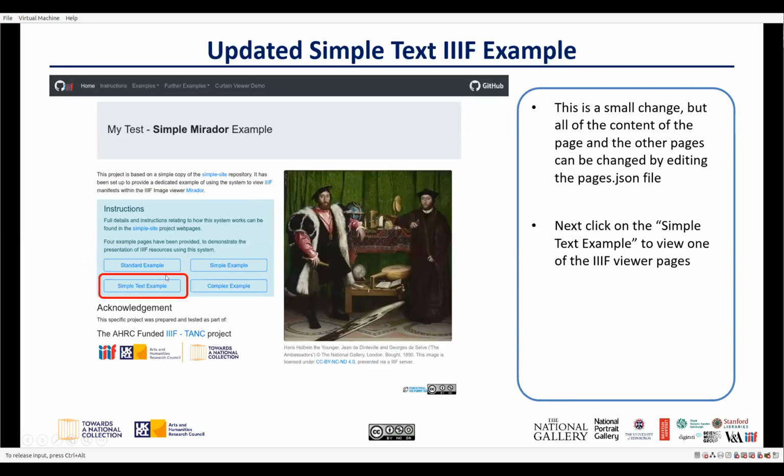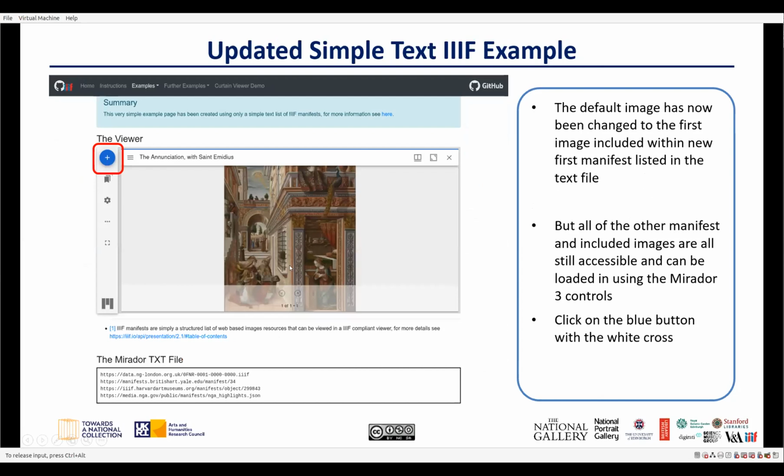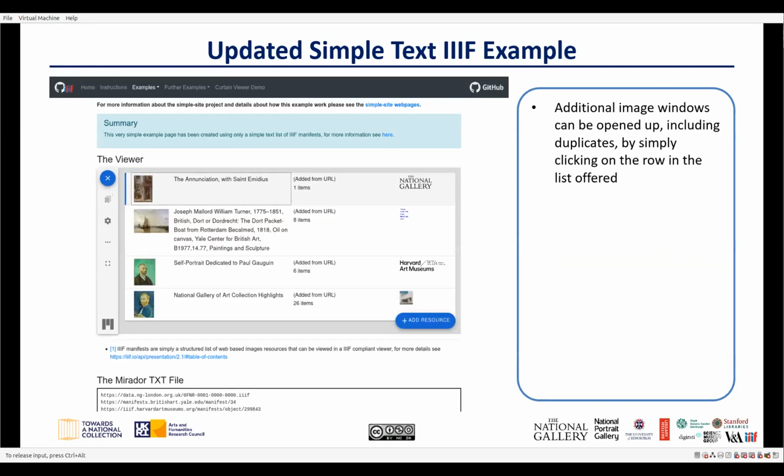So you can click on simple example again. And in this case, you can see that the default image, which is the one that appears in the top, has been updated to show the enunciation by Crivelli. Now, if you click on the plus symbol, you can interact with Mirador as the viewer itself, and you can see that the other 3 manifests are all still there as well.